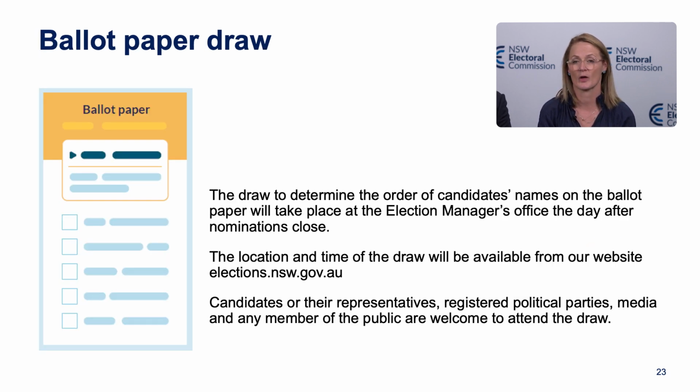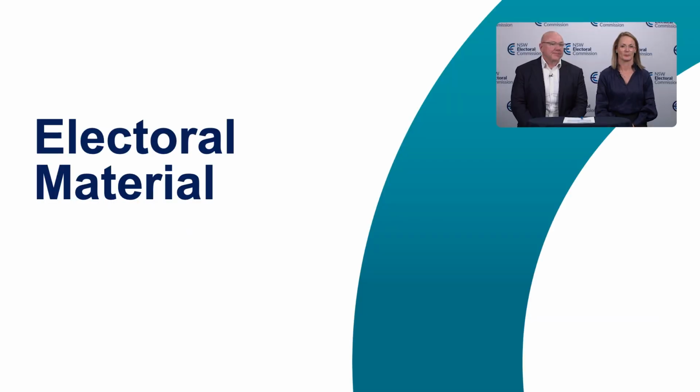The draw to determine the order of candidates' names on the ballot paper will take place in the election manager's office the day following the close of nominations. The location and time of the ballot paper draw will be available on the New South Wales Electoral Commission's website. Candidates or their representatives, or members of the public or media, are welcome to attend the ballot paper draw.